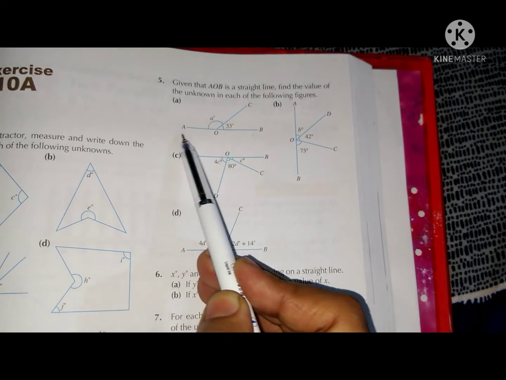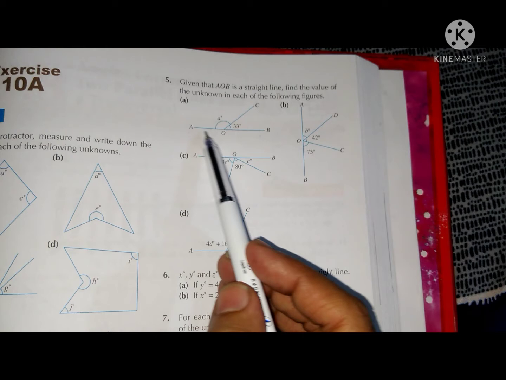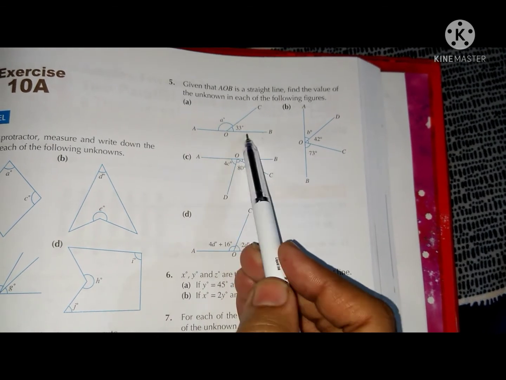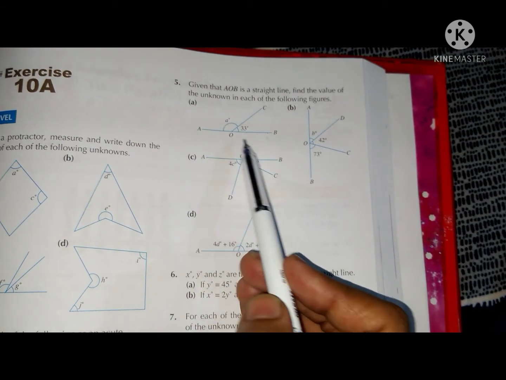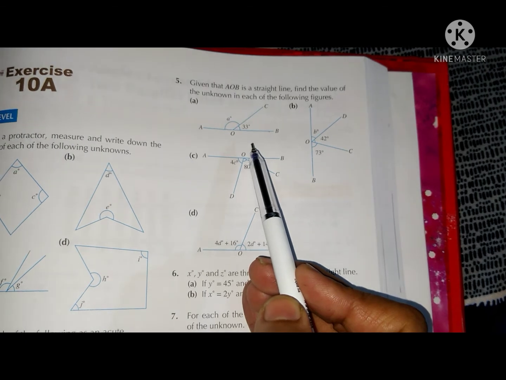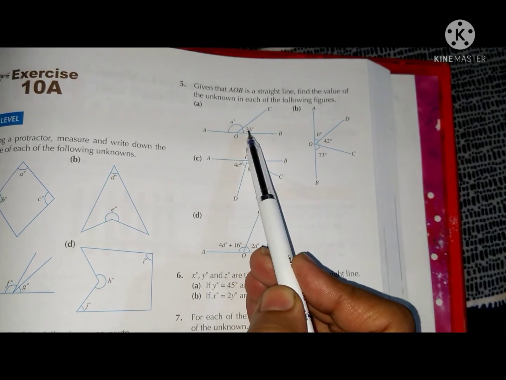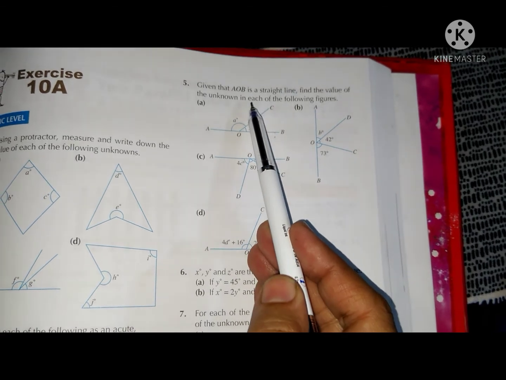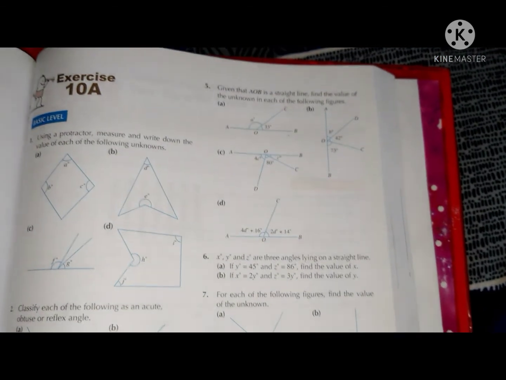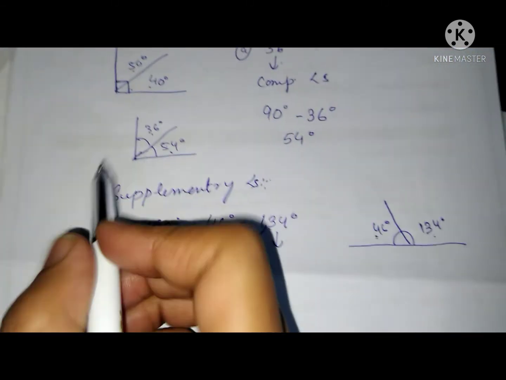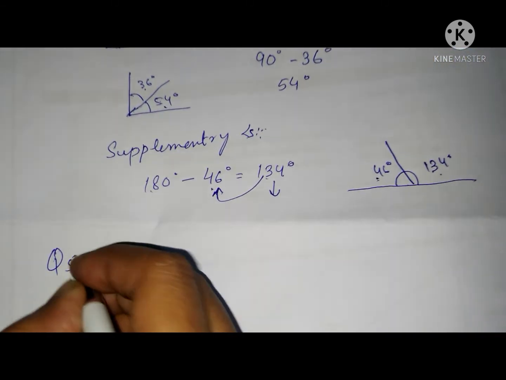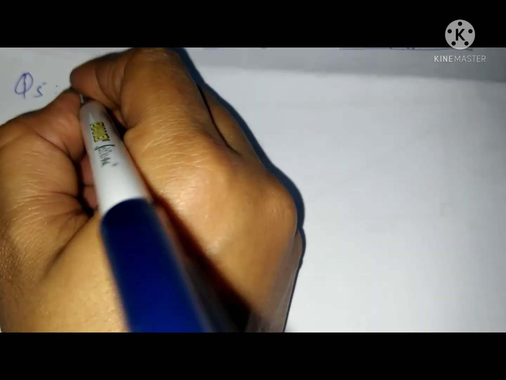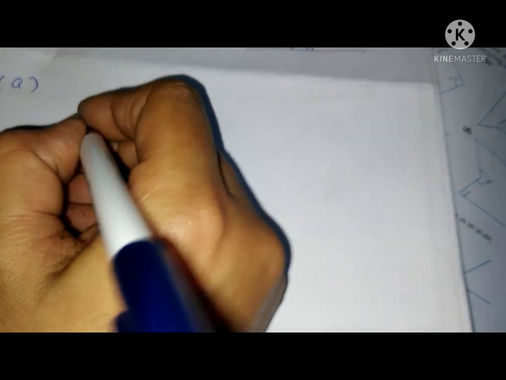As we have discussed earlier about supplementary angles, whenever a straight line is divided into two or more angles, such angles are called supplementary angles. This is A and 33 degrees, and AOB is a straight line as given in the question. So how can we solve this question? We can solve question number 5, part A. So we can draw the figure.